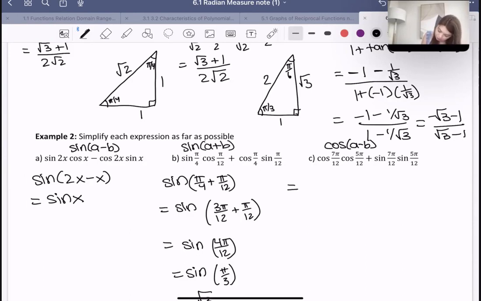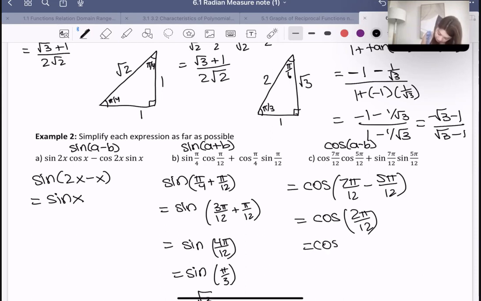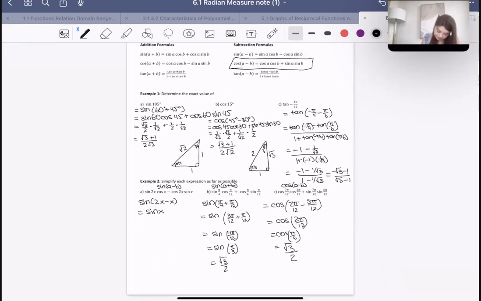Using that formula, we would get cosine of 7 pi over 12 minus 5 pi over 12, which is equal to cosine of 2 pi over 12, or cosine of pi over 6. And we all know cosine pi over 6, if we go back to that special triangle that we have right over here, cosine is adjacent over hypotenuse, which is root 3 over 2. And there's our answer.